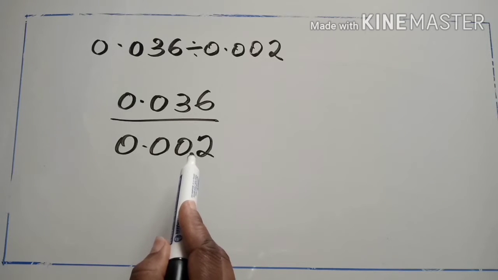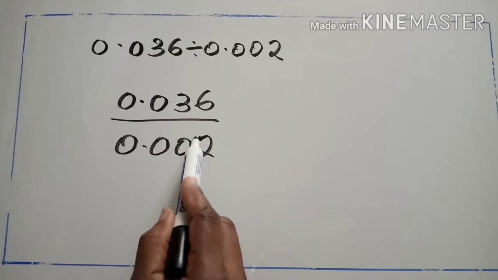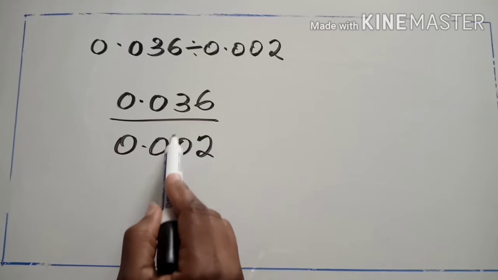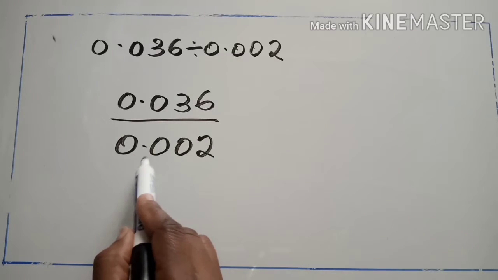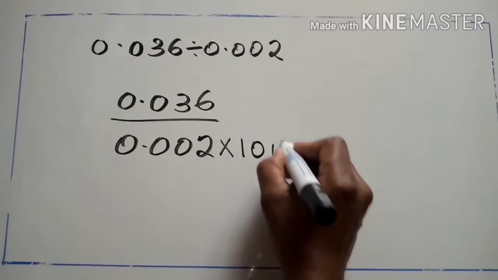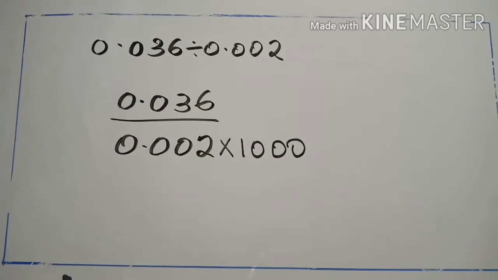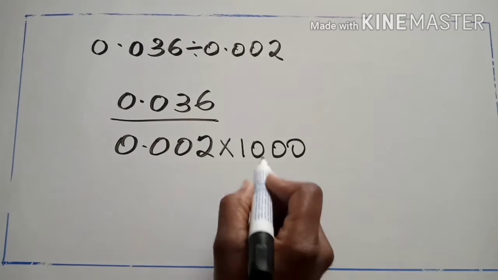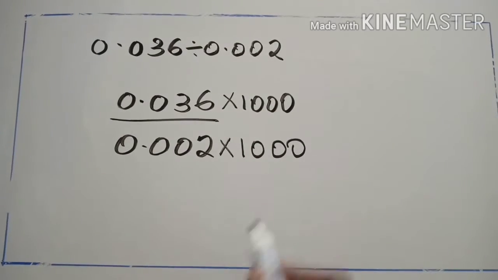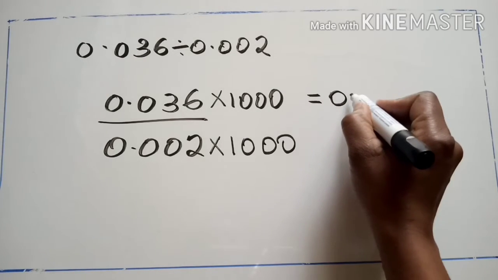Now, we said we have to make our denominator a whole number so that we are able to divide with a whole denominator. To do this, we look at the number of decimal places. This one has 3 decimal places, 1, 2, 3. So we are going to multiply by 1,000 because the 1,000 has 3 zeros that will remove these 3 decimal places. What we do to the denominator, we also do to the numerator. We multiply by 1,000.